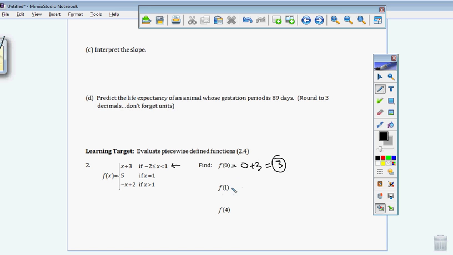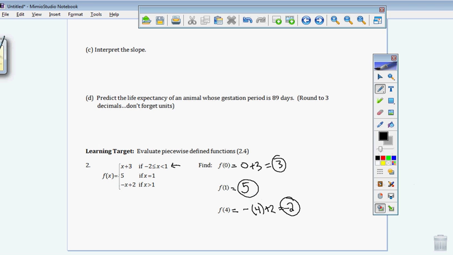F of 1, well, what do we do? We got to plug it in wherever 1 fits. 1 fits right in the middle here. It's a constant function there, so we have a y value of 5. And then f of 4 likewise is going to get us into this bottom part of the function. So we would have the opposite of 4 plus 2, which obviously is -2. So those are the three answers to number 2.